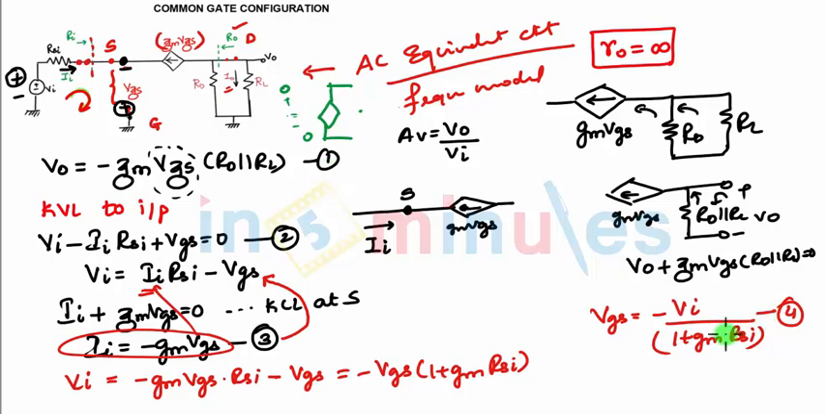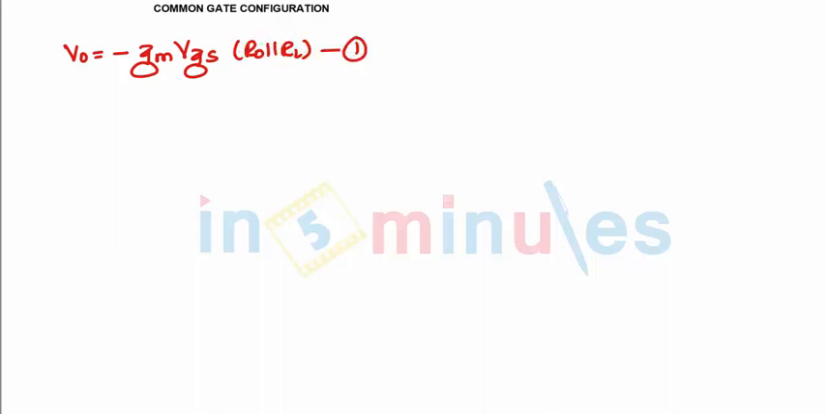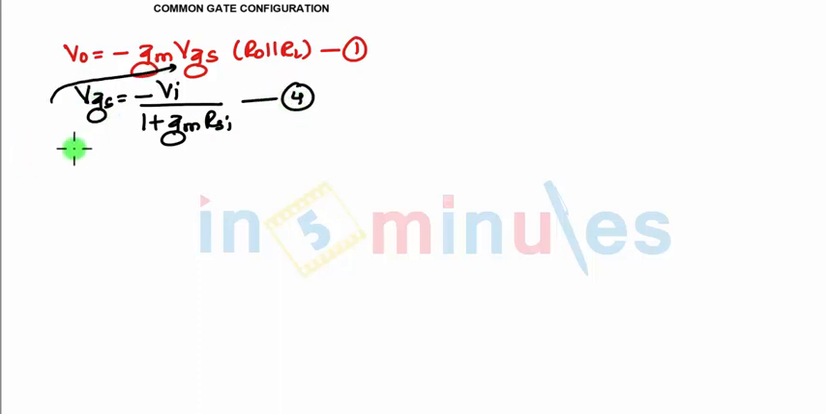Now if I am substituting 4 in equation 1, I will get VO upon VI. I am writing equation 1 and 4 again. Equation 1 we had got VO equals minus GM VGS into RD parallel RL. This was equation 1, and the previous equation's final result was VGS equals minus VI upon 1 plus GM into RSI. So equation 1 and 4, I can substitute this equation 4 in equation 1.